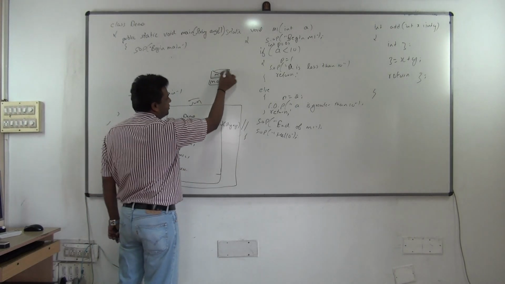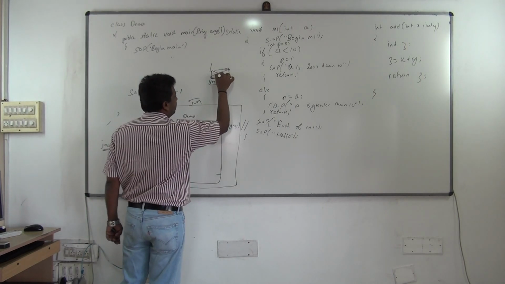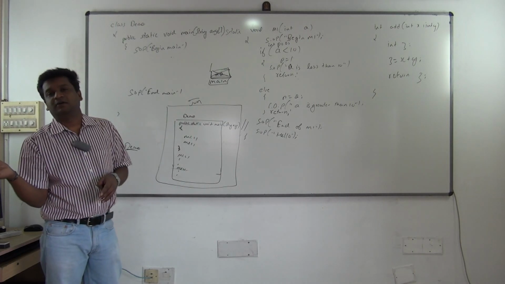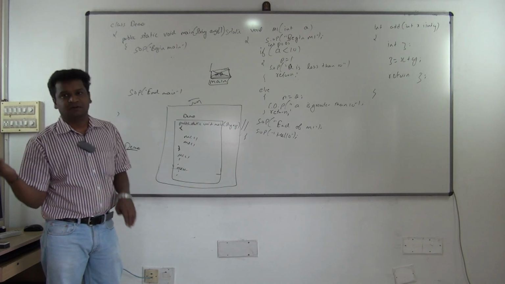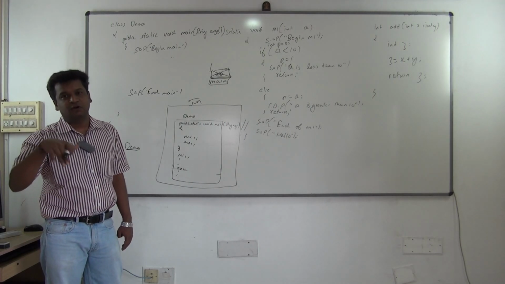After M1 completes execution, it is removed from the stack. Then again M2 will be added onto the stack. Understood. The stack is last in, first out. What comes first will go out last, sorry, what comes last will go out first.